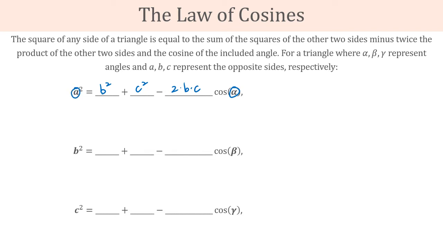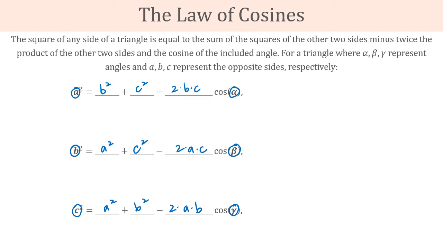If we're starting with b to the second power, then that's going to equal a squared plus c squared minus 2 times a times c times the cosine of beta. Notice that angle beta is opposite side B. And finally, if we start with c squared, that's going to equal a squared plus b squared minus 2 times a times b times the cosine of gamma. Gamma is the angle that's across from side C. Now, this is the law of cosines that I think you should commit to memory.